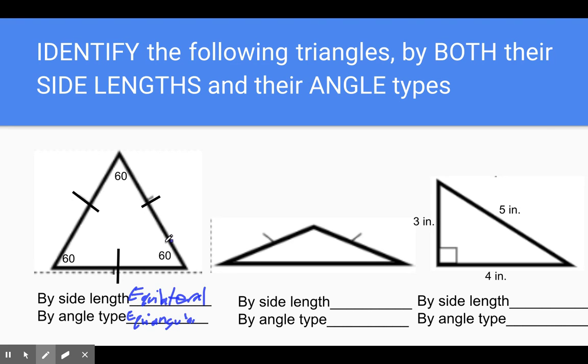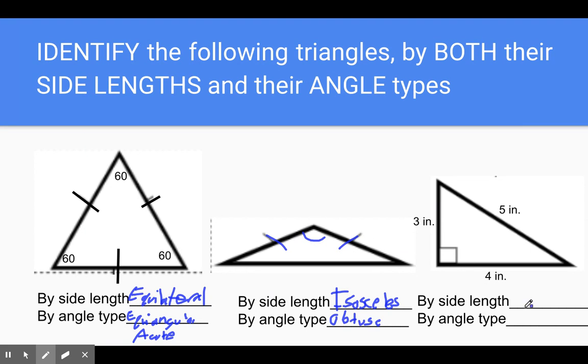But also notice all of these are 60. They're all equal, but they are all also less than 90. So that means this could also be labeled as an acute triangle because all of them are less than 90. Okay, by side length, we have two congruency lines, which means two equal sides, which means it is an isosceles triangle. And notice we don't have any of the angles told to us, but it's very obvious that this here is a big angle, definitely bigger than 90, so that means this is an obtuse triangle.